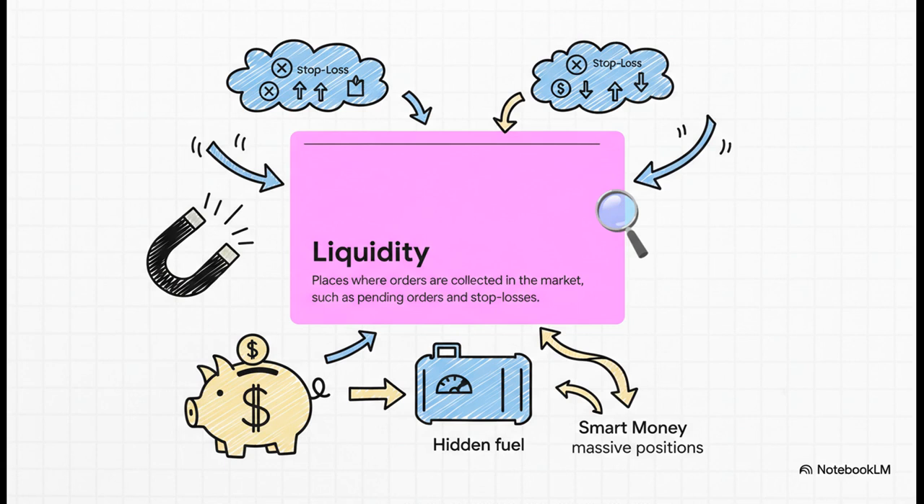Put simply, liquidity is just pools of orders sitting in the market. We're talking stop losses, buy stops, sell stops, the works. You've got to think of it as the hidden fuel that smart money, or the big institutions, absolutely need to get their huge orders filled. See, price isn't just moving randomly. It's being drawn to these zones of liquidity like a magnet.